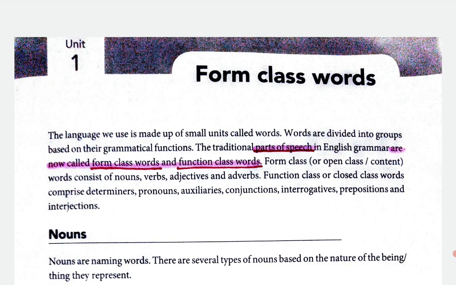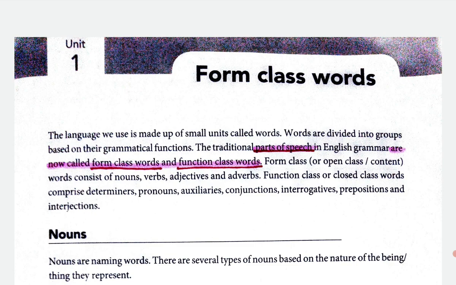Parts of speech in traditional grammar have been renamed as form class words and function class words. You can name the parts of speech: nouns, verbs, adjectives, adverbs, etc. These are form class words, and the function class words are pronouns, auxiliaries, conjunctions, interrogatives, prepositions and interjections. You are familiar with all these kinds of words. And what is the difference between form class words and function class words?